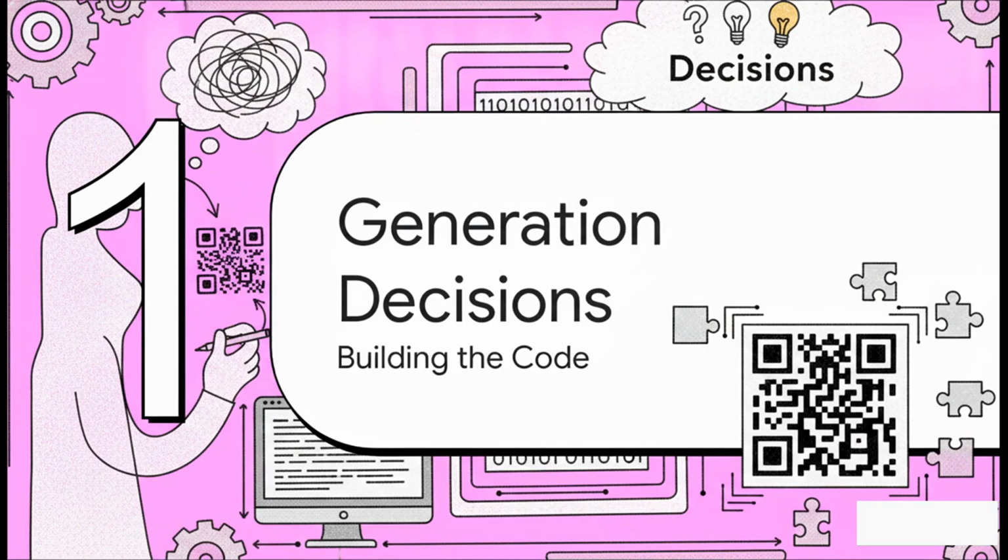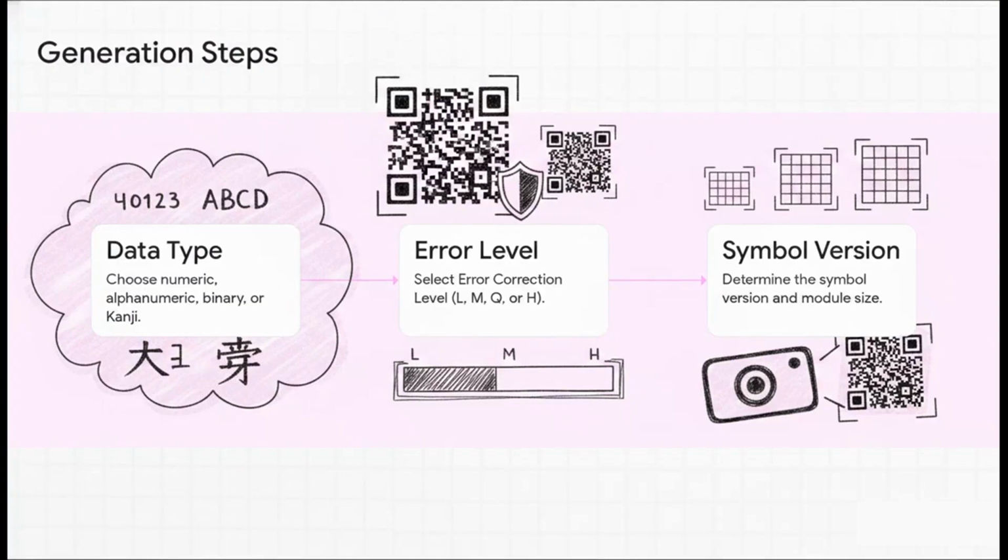Let's start at the very beginning with Step 1, generation decisions. Long before you ever scan anything, a human actor, maybe a warehouse manager setting up a supply chain or a marketing intern making a flyer, has to make some really specific architectural choices. They need to know what kind of data they're encoding, sure, but more importantly, they must determine exactly how much protective error correction to bake into those black and white squares.